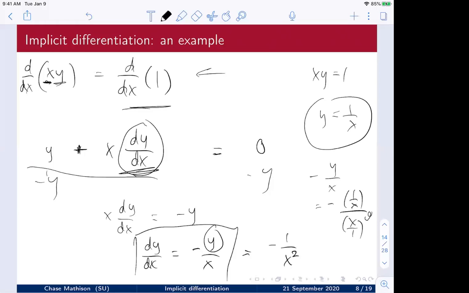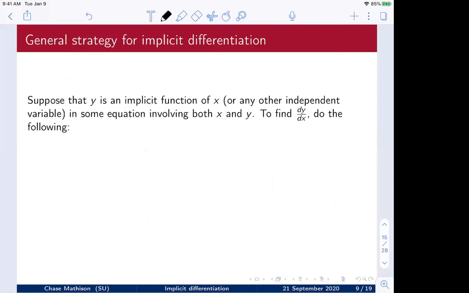All right. I personally feel like the best way to get comfortable with implicit differentiation is to look at a ton of examples. Okay. So first, the general strategy for implicit differentiation. So suppose that y is an implicit function of x, or really it doesn't have to be x. There's nothing special about x or y. But if you have some equation involving two variables, one is defined implicitly by the other. Okay. So to find dy dx, you do the following.